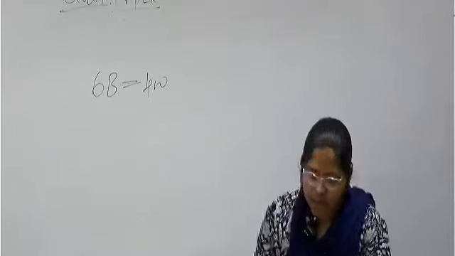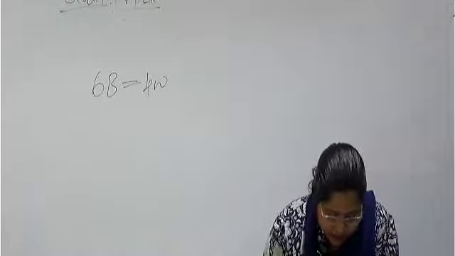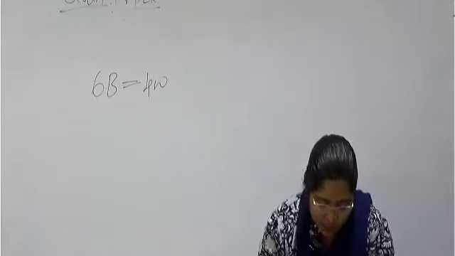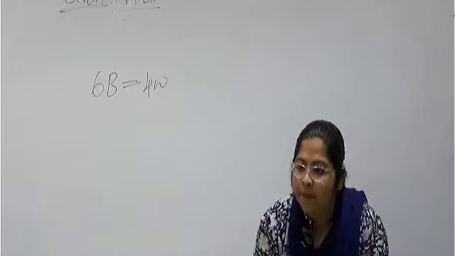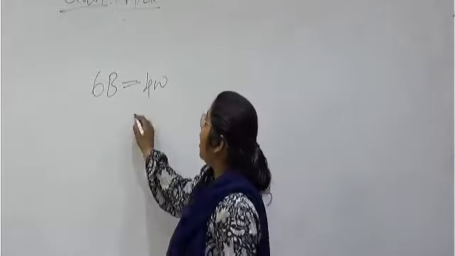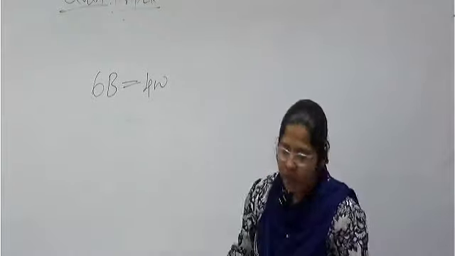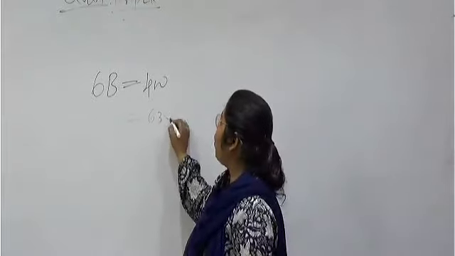One woman's weight is given. How much is that? 63. Not weight, average weight is given. Is it weight of woman given or average weight of woman given? Average weight of woman given. If average weight of woman is 63, do it 63 into 4.